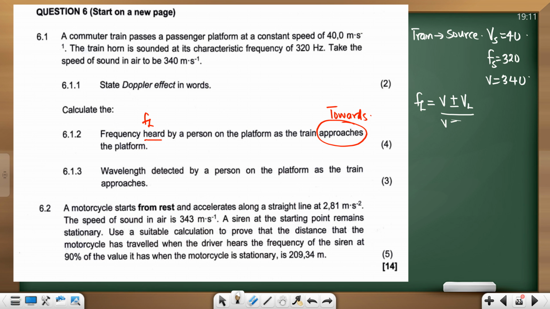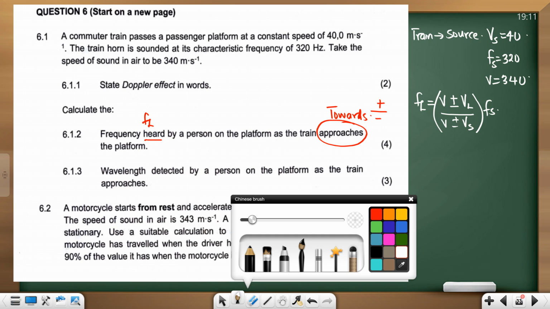Excuse me there. All right. We write the formula the way we usually write it. Copy it from the formula page first. But which sign are we going to use? If it is towards, what do you say? Upward must be positive. All right. So towards tells me plus and minus there. Take note of that. As simple as that.